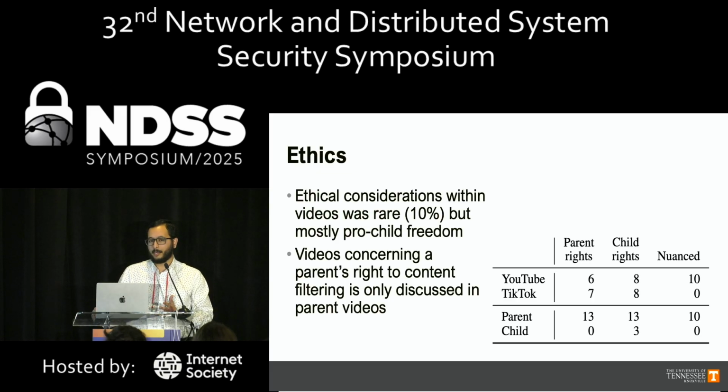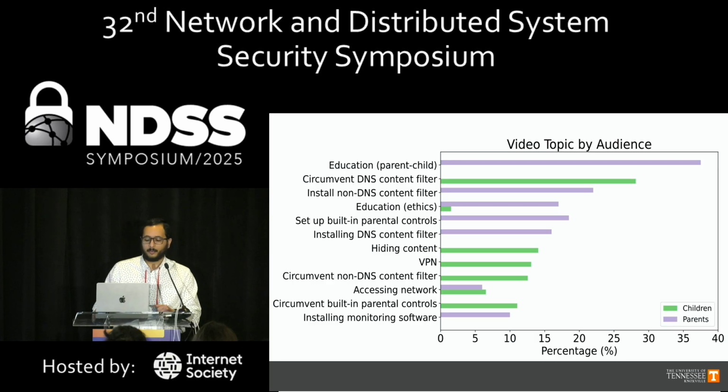So if ethics was a rare topic, then what was actually covered in these videos? Well, this chart shows some of the most talked about topics in the videos that we found, and it's also in the paper, probably at a bigger scale. Here, children are green and parents are purple in terms of the topics. And we see kind of a cat and mouse game where, for example, children in green want to circumvent DNS content filtering. And right under that, parents in purple install non-DNS content filtering. So parents are trying to build up protections or restrictions, and children are trying to get around that.